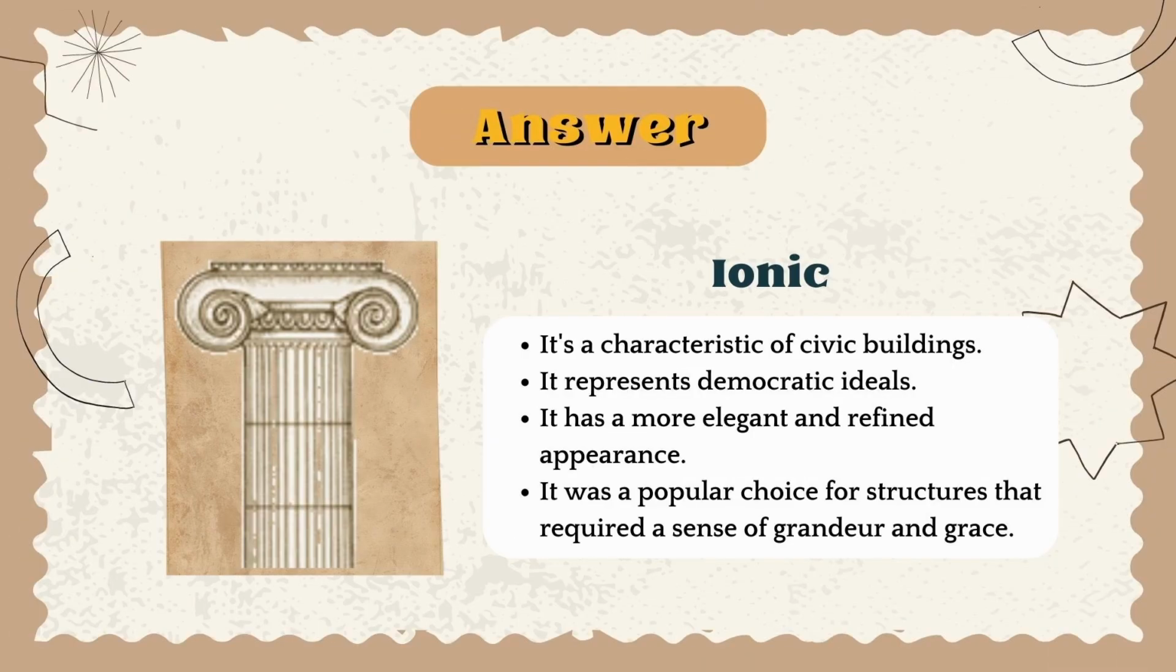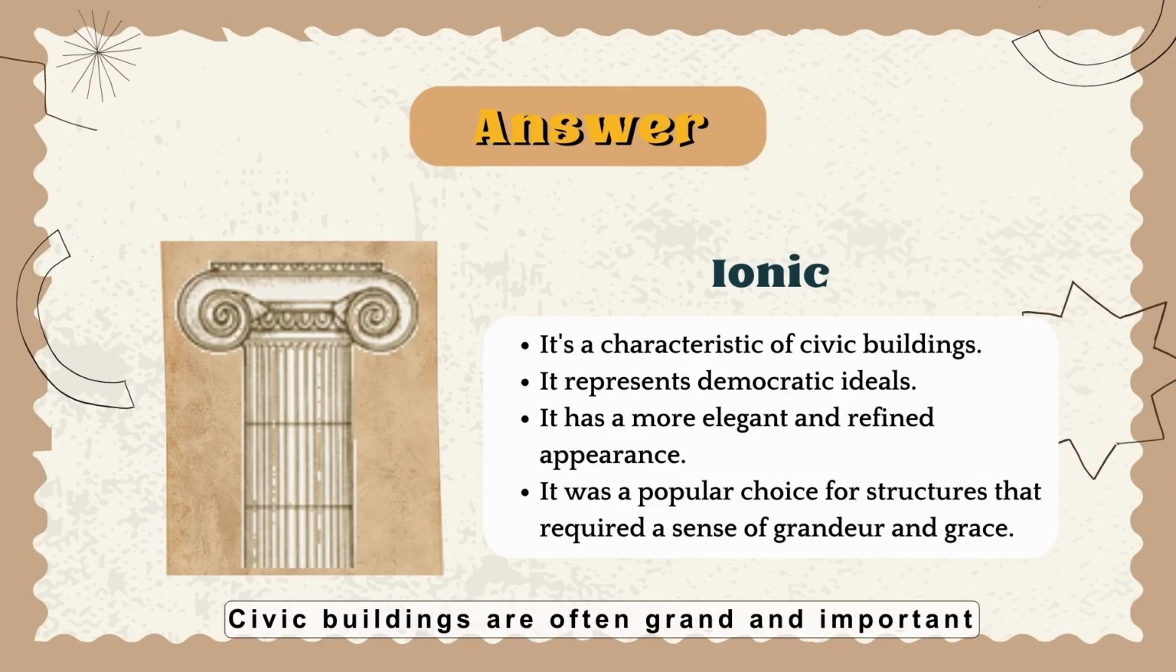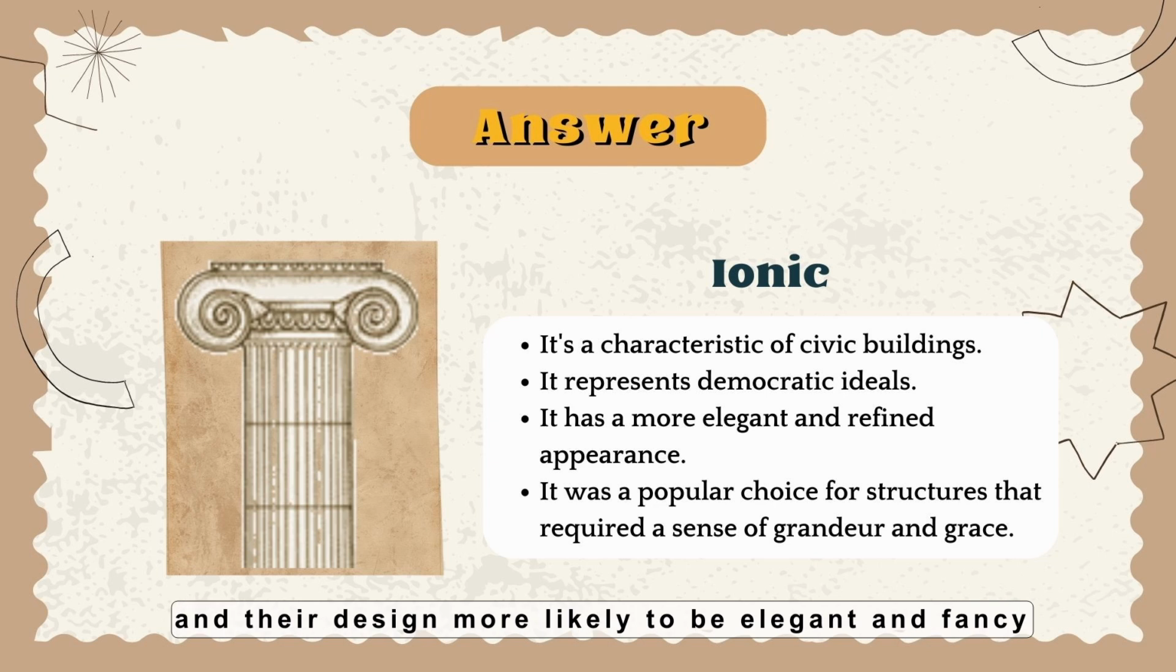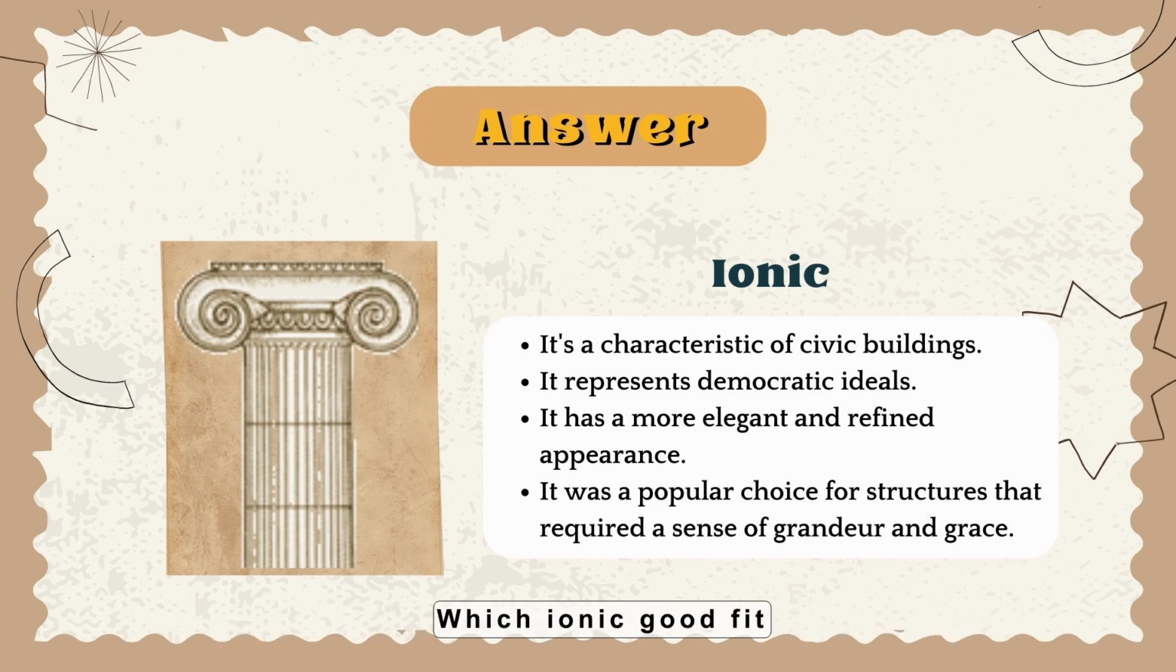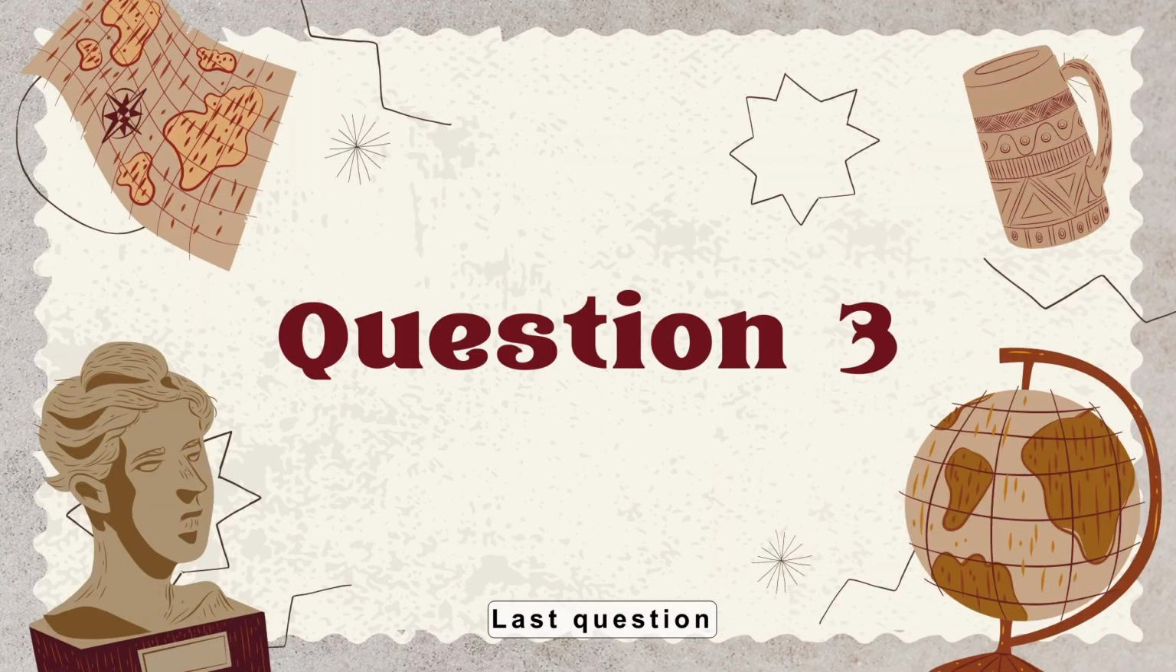The answer is Ionic. Civic buildings are often grand and important, and their designs are more likely to be elegant and fancy, which Ionic could fit. Also, Ionic columns represent democracy, which is a system of government that values equality and fair treatment for all people. So, Ionic columns became popular again during the 18th century until now.